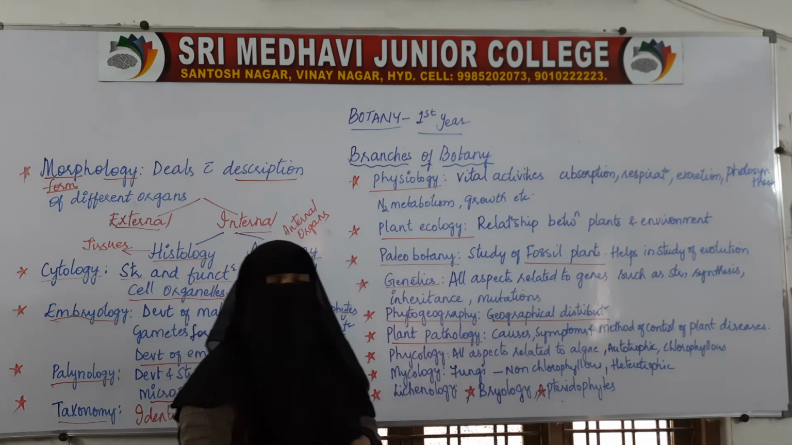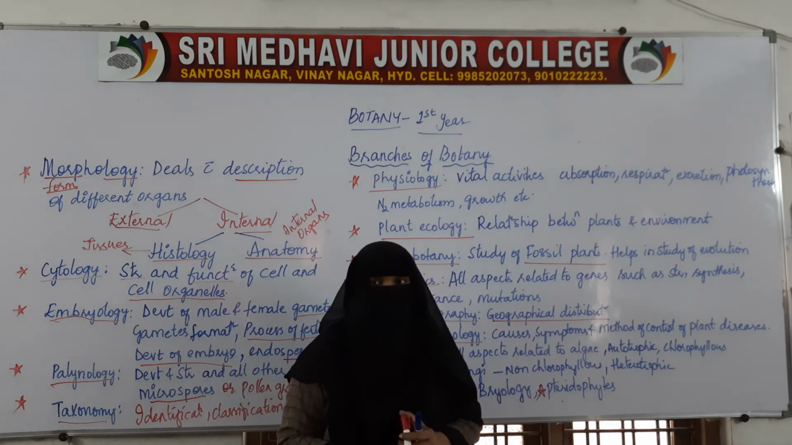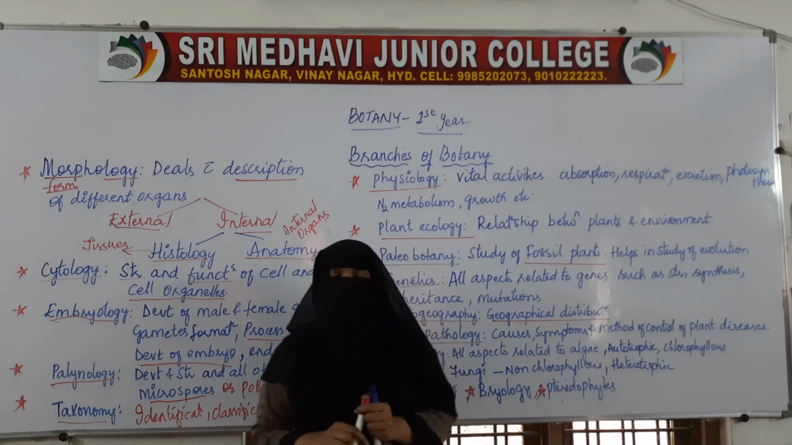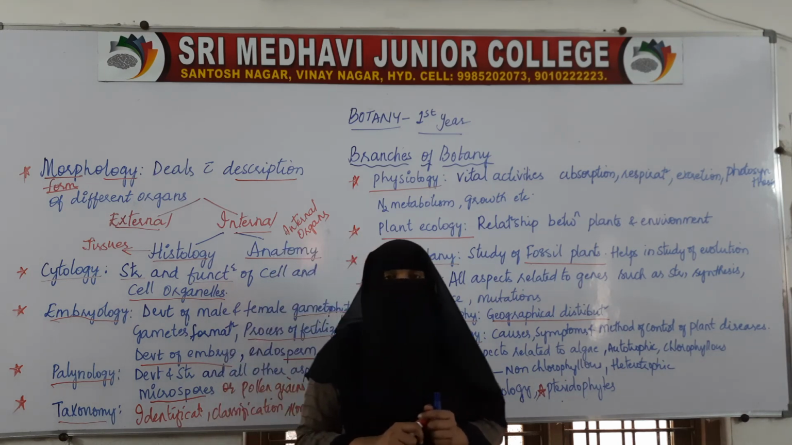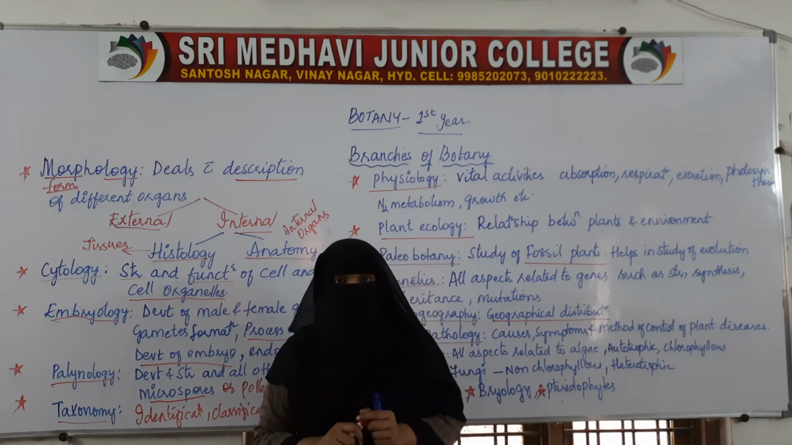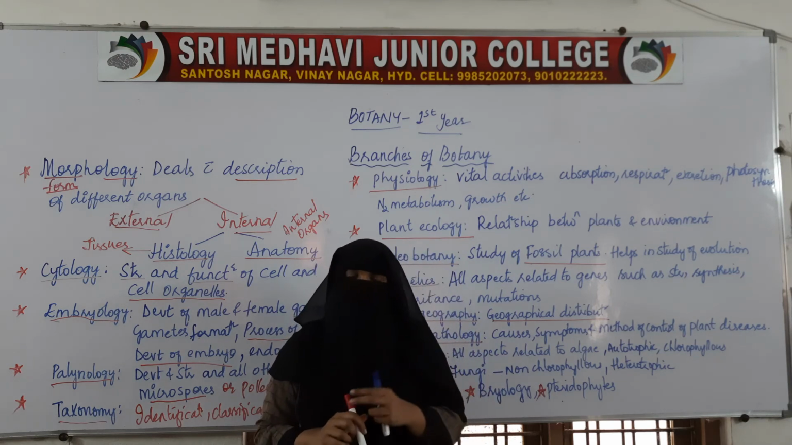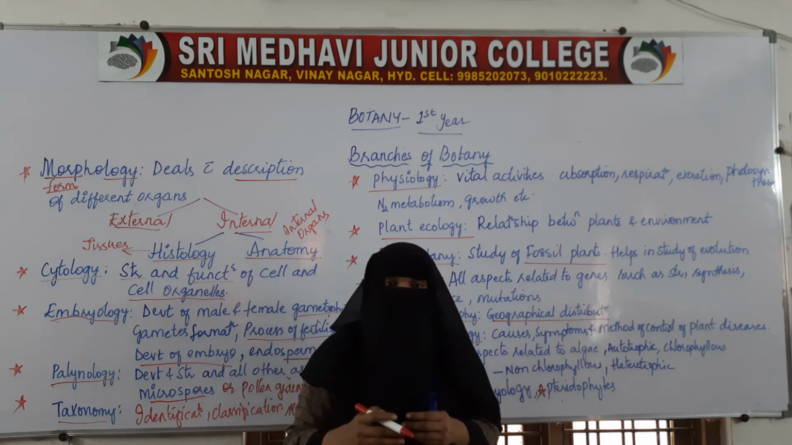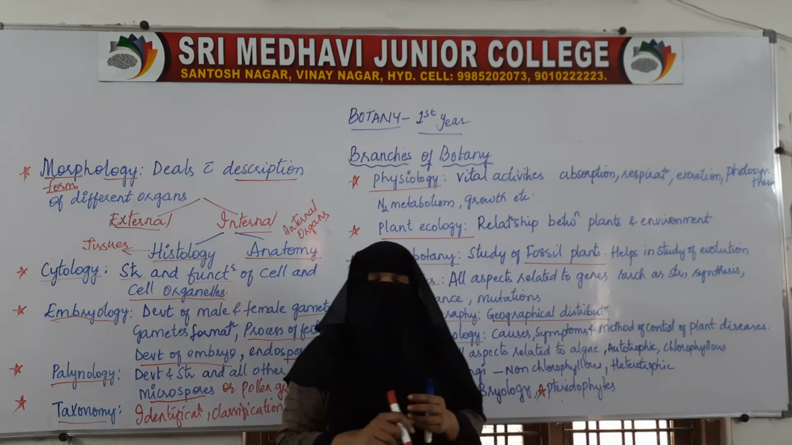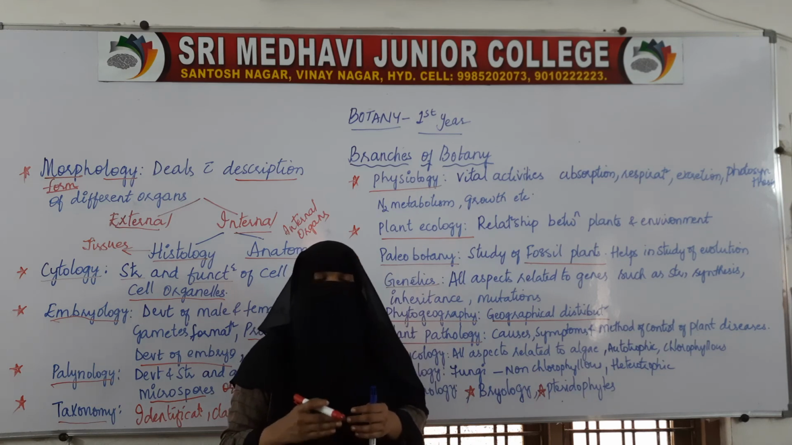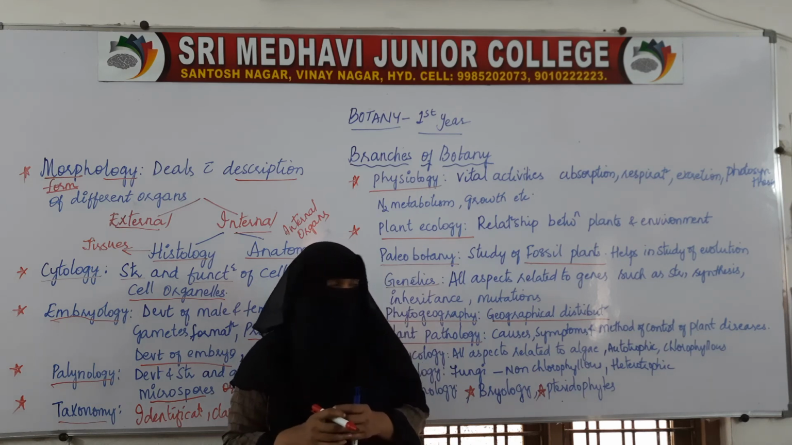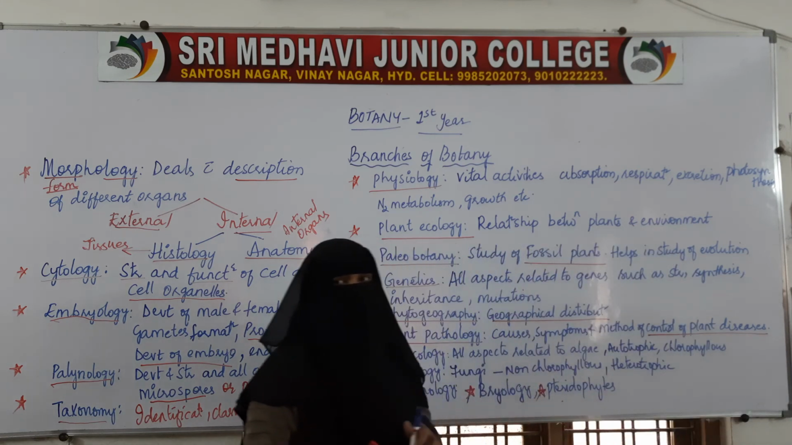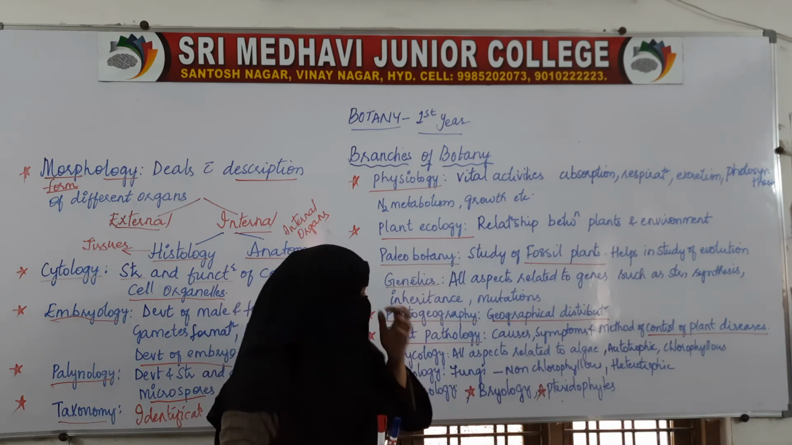Next is plant pathology. Pathology is related to the word pathogens. Pathogens are nothing but disease causing organisms. So, it is the study of organisms which cause disease in plants, the symptoms which we see in the plants, how the pathogen affects the plant, and how we can control the diseases in the plant. So that is called what?